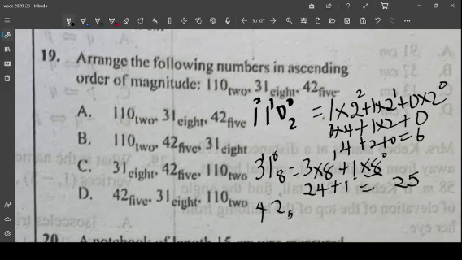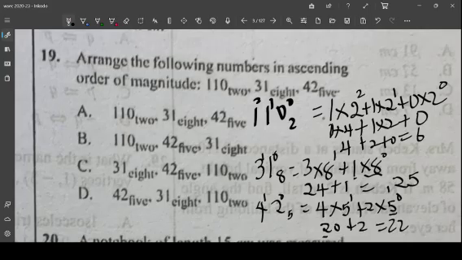And then the last number is 42 in base 5. So I'll give it powers 1, 0. That gives me 4 times 5 raised to the power 1, plus 2 times 5 raised to the power 0. 4 times 5 is 20, plus 2 times 1, which is 2. 20 plus 2 is 22.